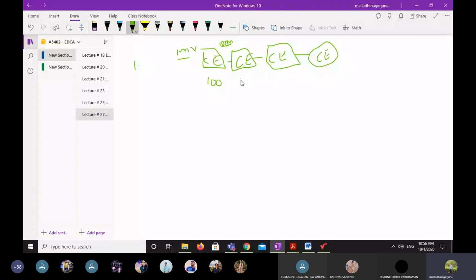So again, all my stages are identical. If it is satisfied with a gain of 100, this is also 100. 100 into 100 gives 10,000 millivolts. So the output is 10,000 millivolts. Sorry, that is 10 volts.